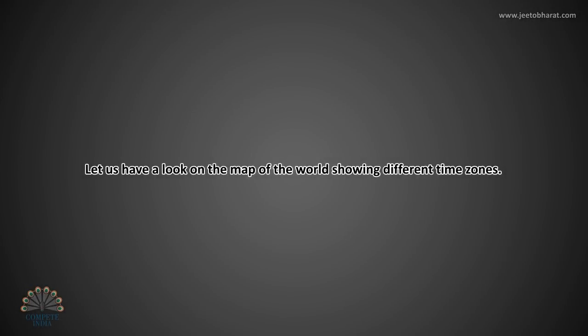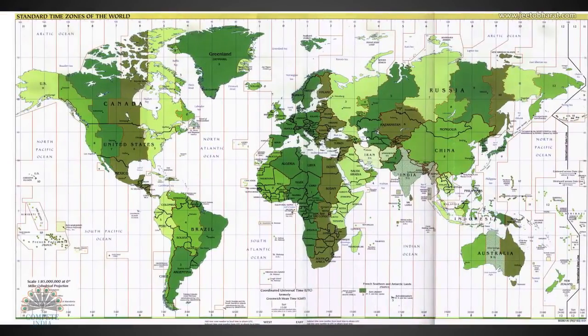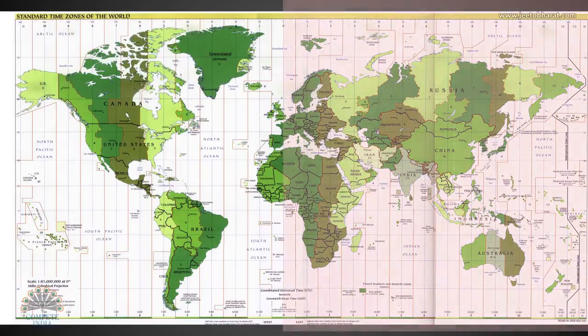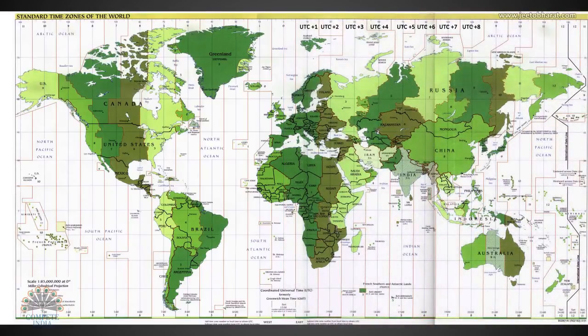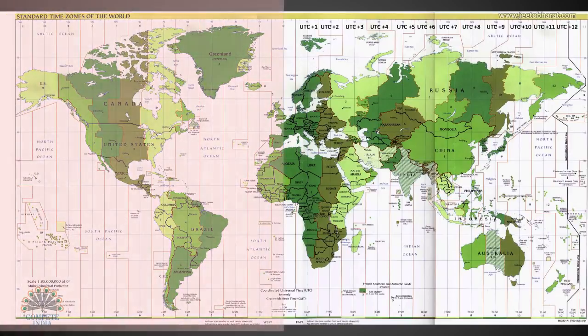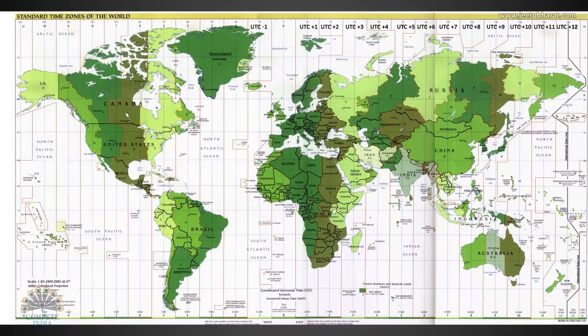Let us have a look at the map of the world showing different time zones. The time zones east of the Coordinated Universal Time are ahead of it by 1 hour every 15 degrees longitude. If it is 12 noon at Greenwich, the time at the zone immediately to its east would be 1 p.m. Similarly, time zones west of Greenwich will lag by 1 hour every 15 degrees longitude.